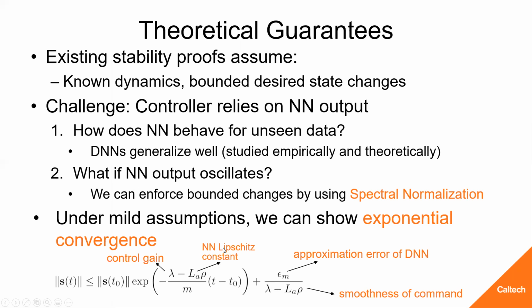It depends on your Lipschitz constant, which is the constant you give as input to your spectral normalization. It depends on the approximation error of your neural network, which depends on how much data you used and how large your domain is that you're interested in. And of course, it depends also on your control gains and the smoothness of the control, which is typical for those kinds of convergence rates.